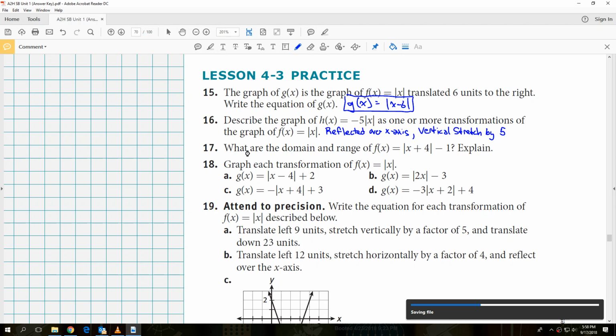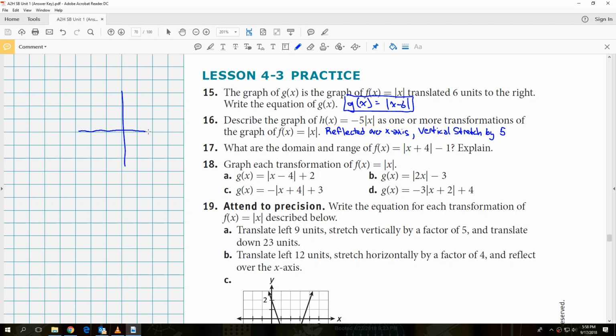Okay. What are the domain and range of f of x is equal to the absolute value of x plus 4 minus 1. So basically this thing is going to go to the left 4 and it's going to go down 1. So if I just did a real quick sketch of this thing, it's going to go all the way to the left 4. 1, 2, 3, 4. And then down 1. And it's going to kind of go up like that. Not really important to be accurate here.